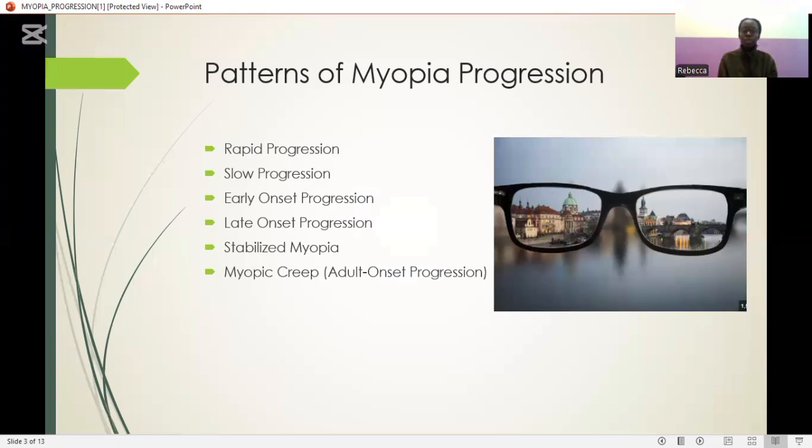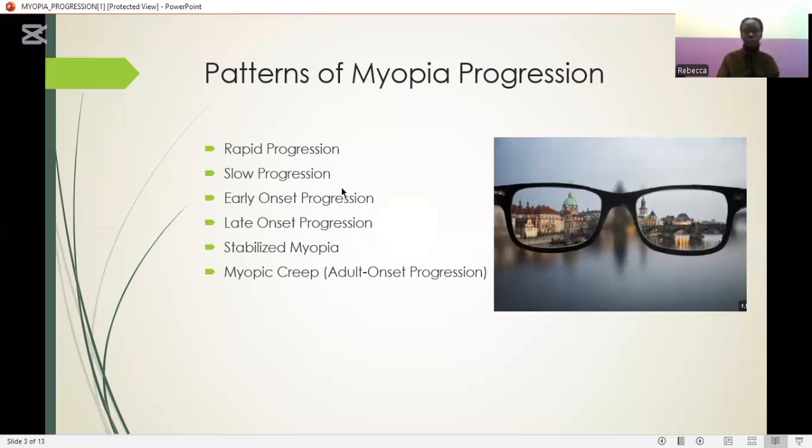We have early onset progression. This is at a younger age. Late onset progression is at a later age. And then we have stabilized myopia. At this point, the myopia has finished progressing and now it is stable. It's no longer increasing. So we have myopic creep. This is for adults from the ages of 30 and it's mostly lenticular, but it's also rare. It's rare to find such myopic changes due to the lens, even at that age. But for rare circumstances, we have myopic creep.